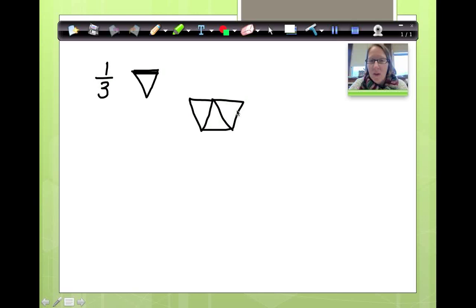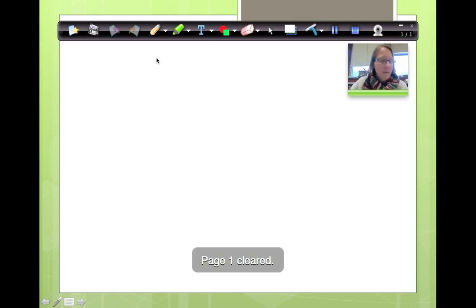Well, that's 1, 2, 3. So 1/3, 1/3, 1/3. That'd be 1/3, 2/3, 3/3, and 3/3 is a whole. Okay, so I use this shape to show 1/3. I took a part of it and I copied it until I had my whole. Okay, let's do another one.